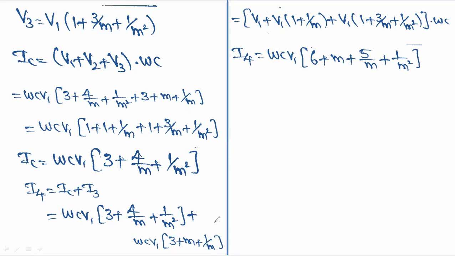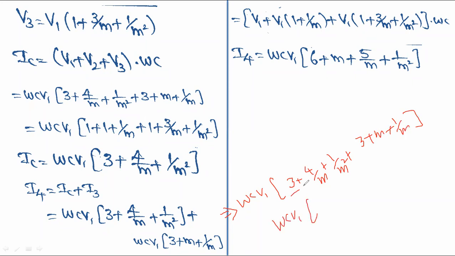Now if you are taking common WC V1, that is 3 plus 4 by M plus 1 by M square plus 3 plus M plus 1 by M. Now WC V1 into 3 plus 3, that is 6, plus the M value, plus 4 by M plus 1 by M, that is 5 by M, plus 1 by M square plus 1 by M square. This is the I4 value.